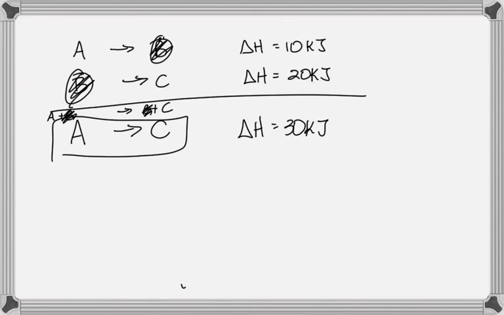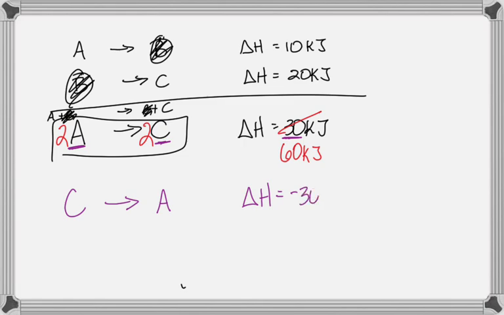Okay, now the same thing goes like I was saying earlier. If A makes C is 30 kilojoules, then what if I need 2 A's making 2 C's? What would that be? Well, that would be 60 kilojoules. What if I wanted to know what's the delta H for C making A? Well, if A makes C is 30, then if I reverse that and have C making A, then the delta H is negative 30.